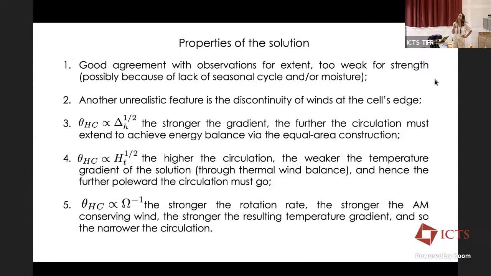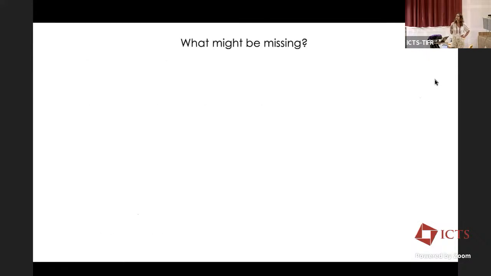And here I am just listing some other interesting features of the solution: the dependence on the pole to equator temperature gradient, the tropopause height, the rotation rate of the planet. These are things that you cannot really test too much in our atmosphere, in the sense that we have the rotation rate that we have. But there is a tradition of performing simulations with idealized models where you can change these parameters and see that the predictions from the theory are in fact well verified. And so here the question is, what might be missing?